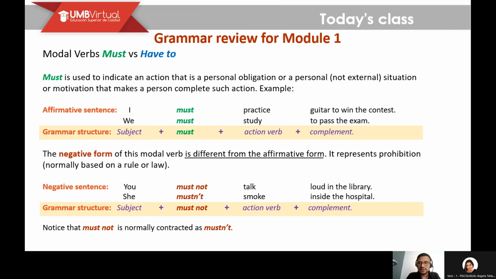But with mustn't, the negative form, it is because there's a law or a rule that you have in which you cannot do it. For example, you must not talk loud in the library. She mustn't smoke inside the hospital. Yes, and you can have the full form of the negation or the contracted form of the negation.